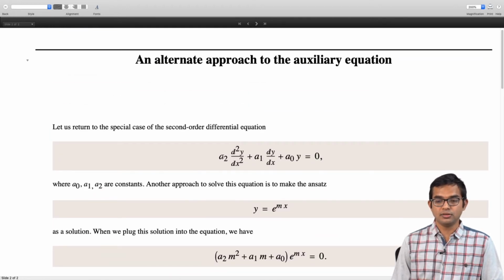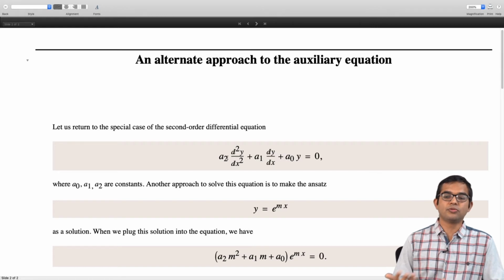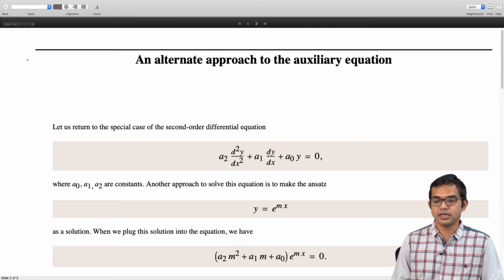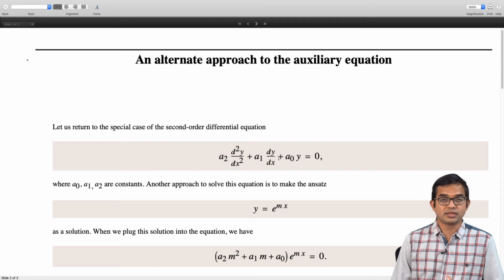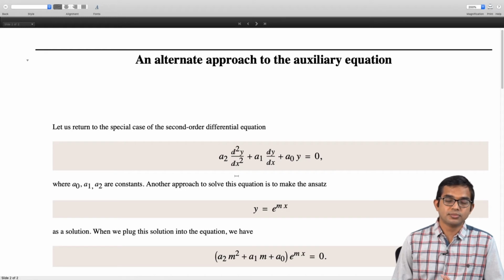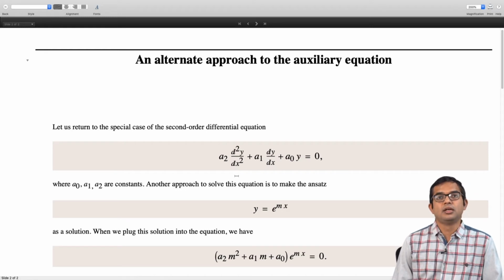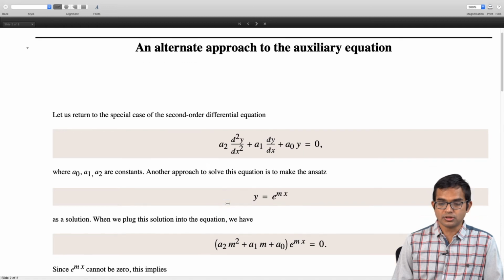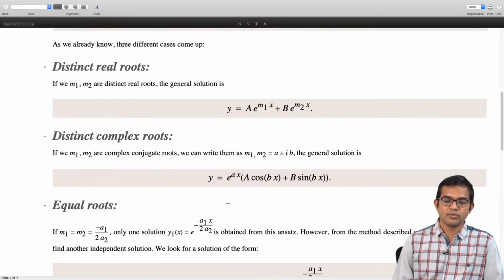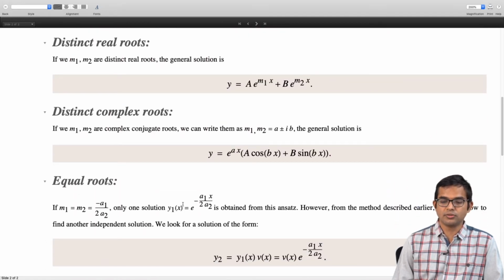We allowed a2 to be a2 of x, we allowed a1 to be a1 of x, and a0 to be a0 of x, right? So if we could find one solution for such a differential equation, we had said there is this method by which you can find a linearly independent solution, right? In this case we have found one solution, which is y1 of x is equal to e to the minus a1 x divided by 2a2, right?